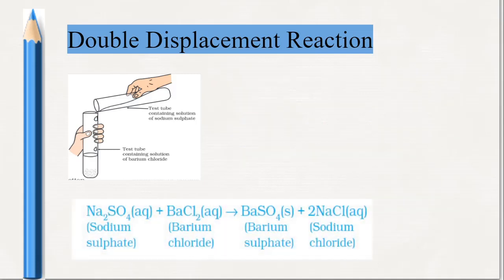Now let us understand the chemical reaction for this activity. Here the sodium sulfate solution in the first test tube and the barium chloride solution in the second test tube, we are going to add both. So what will we get? We get BaSO4, which means barium sulfate, and sodium chloride. Symbolically we can write Na2SO4 plus BaCl2 gives BaSO4 plus 2 NaCl. That is the chemical reaction for this activity.